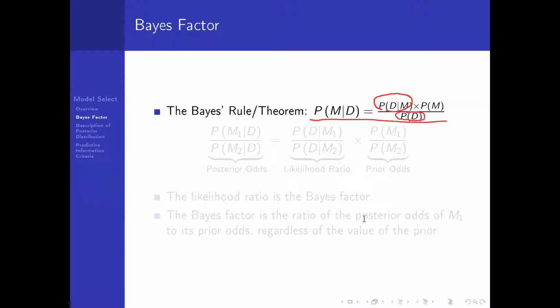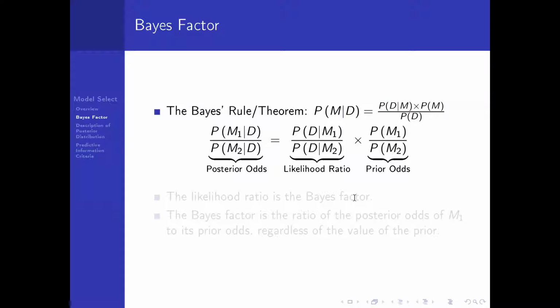And if we have two models, we can take a ratio of these two posteriors, it's called posterior odds, right? And then plugging all these terms on the right-hand side. Now, the probability of observing data here, this term drops out.